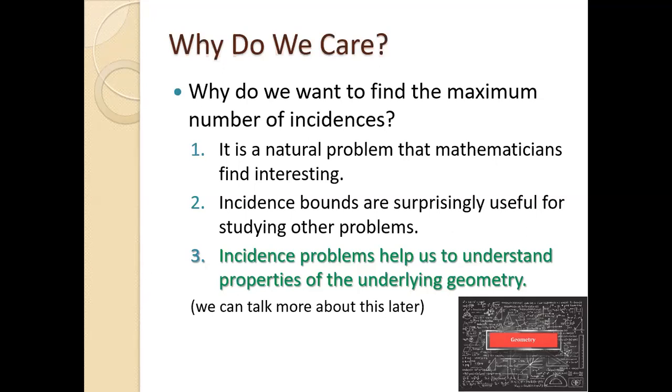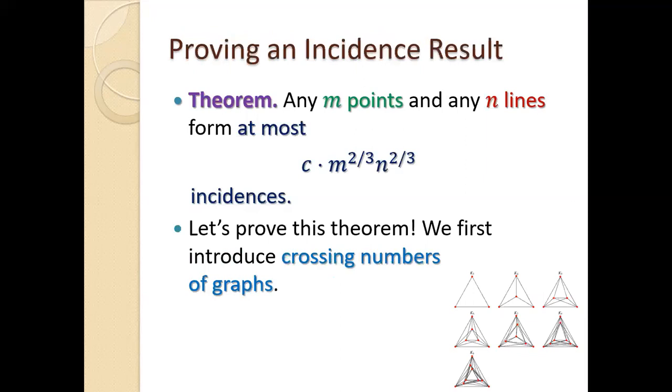The last thing I want to do to finish by 2:30 with these incidences is to show you how to prove an incidence result. So here's the big incidence theorem we saw before. Any set of endpoints, and I'll say again, even if you completely lost me with the right angle triangles, we're done with it. You can get back to listening. Any set of n lines form at most this number of incidences. Let's prove it.